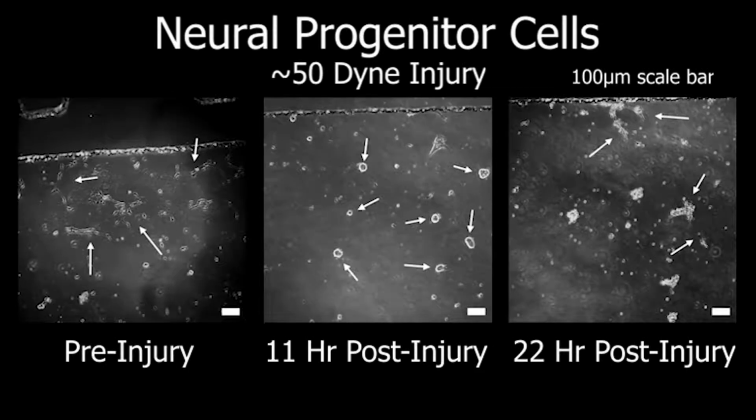Neural progenitor cells, on the other hand, have been thought to proliferate following injury. After we inflicted a severe injury, the cells aggregated to form regular spheres. Then, the cells reattached and continued to proliferate. Varying responses from different cell lines to the same injuries emphasizes the great versatility and tunability of the Cytoshear platform.